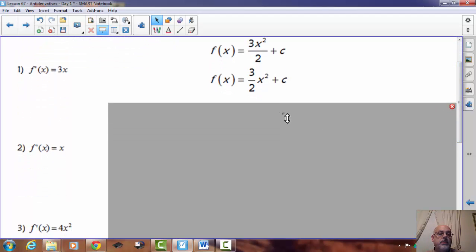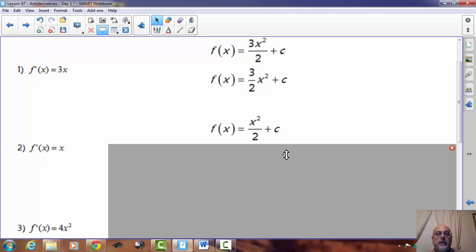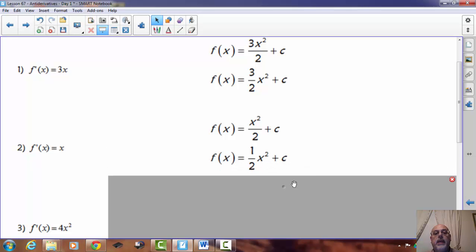Okay. Let's take a look at the next one. Our exponent here is 1. So we're going to change the exponent from 1 to 2, and then divide by 2. So we have x squared over 2 plus c. And typically we would write that 1/2 x squared plus c. Try not to leave it in this fraction form. Make the fraction the coefficient. So instead of x squared over 2, make it 1/2 x squared.